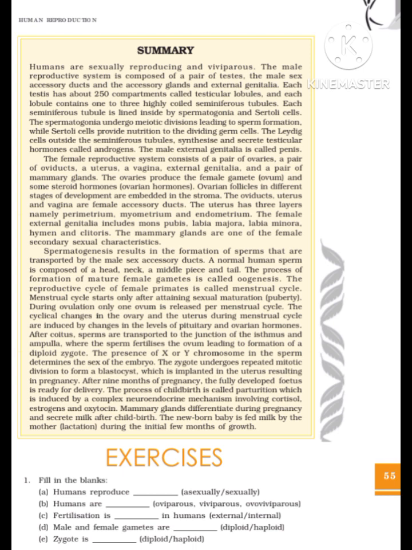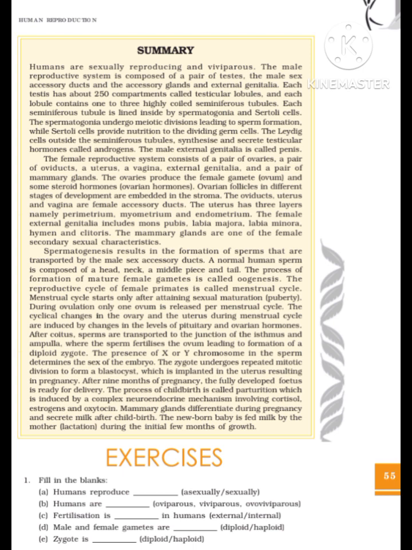Spermatogenesis results in the formation of sperms that are transported by the male sex accessory ducts. A normal human sperm is composed of a head, neck, a middle piece and tail. The process of formation of mature female gametes is called oogenesis. The reproductive cycle of female primates is called menstrual cycle. Menstrual cycle starts only after attaining sexual maturation, puberty. During ovulation only one ovum is released per menstrual cycle.